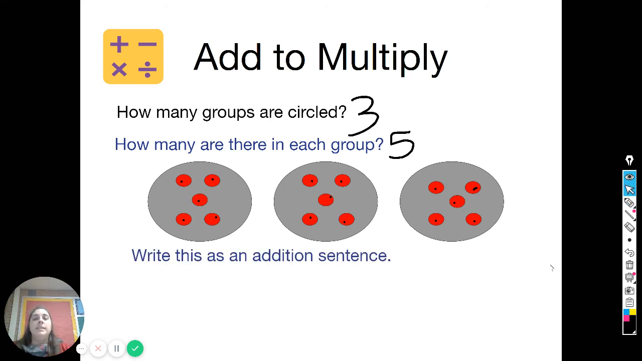Write this as an addition sentence. Go ahead on your whiteboard and write this as an addition sentence, not multiplication, addition. So remember, it should be a repeated addition sentence where you add the same number over and over again to get the answer. Here's a hint. Blank plus blank plus blank equals blank.